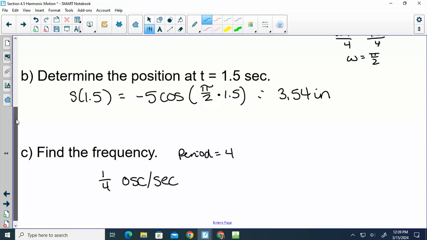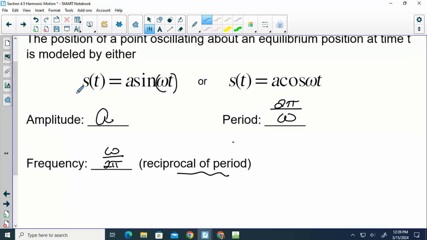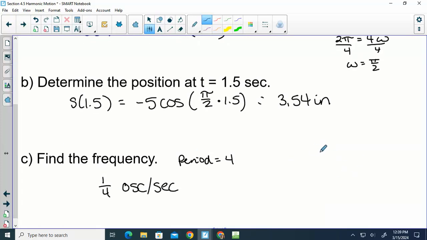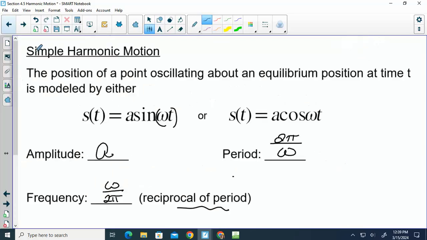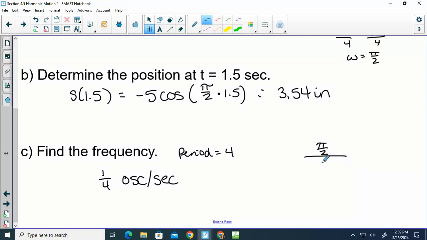We found that by using the reciprocal of the period, but you could have used the frequency formula. Your omega was pi over 2, and the formula we wrote down was omega over 2 pi. So if you did pi over 2 divided by 2 pi, you would get the same thing, because you could flip and multiply. And we said that it takes 4 seconds, so the period is 4 seconds.